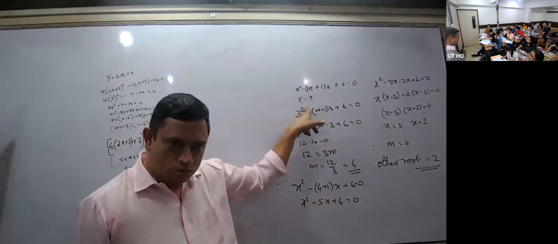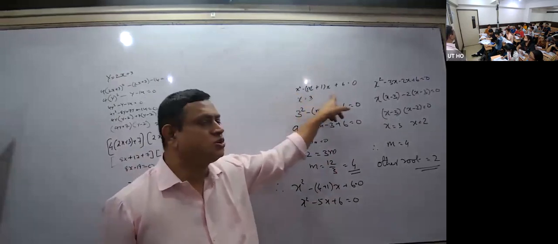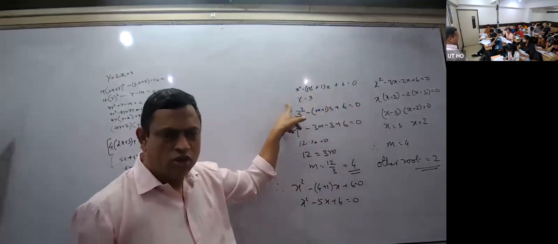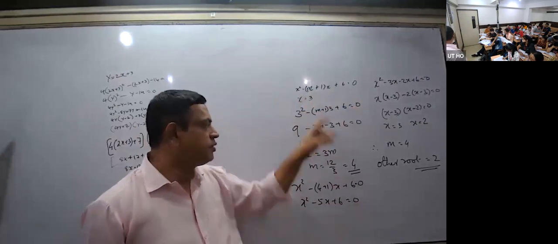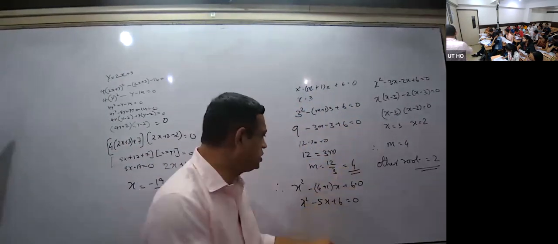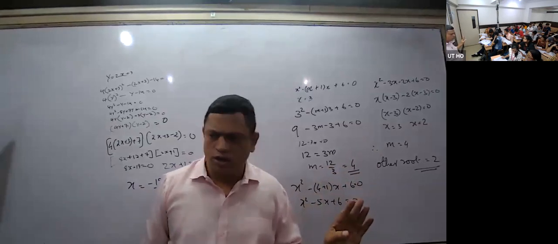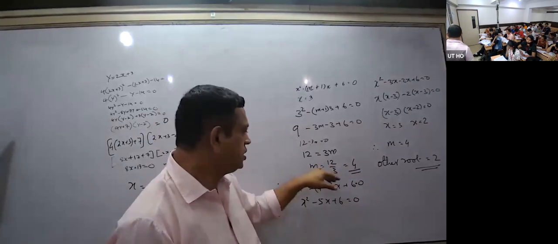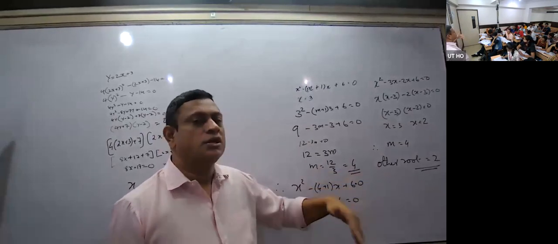3 is a root, so it should satisfy this condition. So replace x equal to 3 and solve it. You will get the value of m equal to 4. Okay, na? You got it. Then once you got m equal to 4, that is not enough.